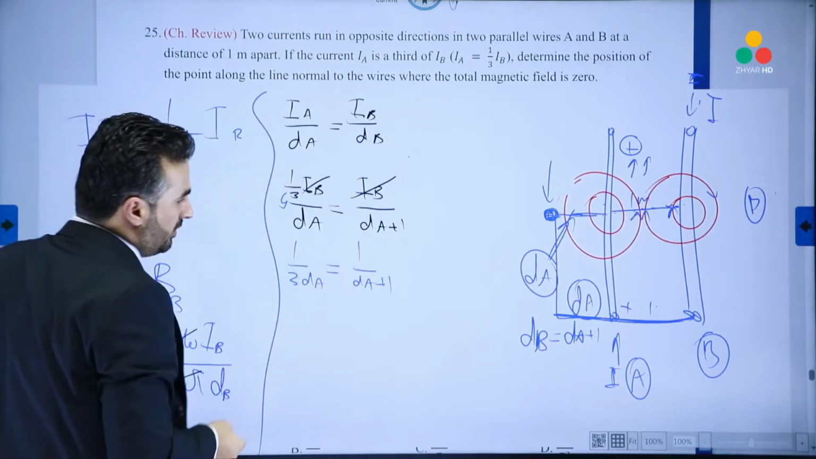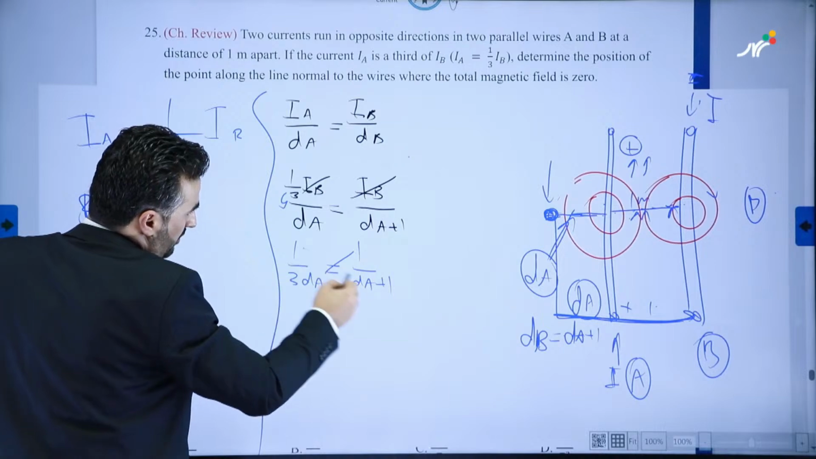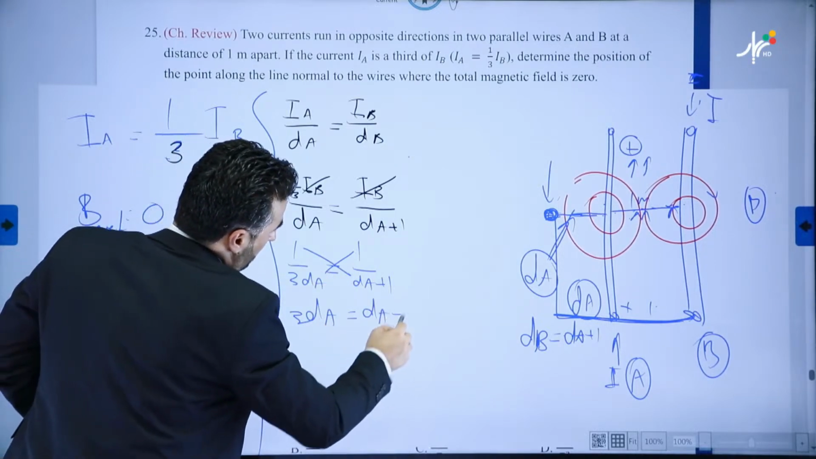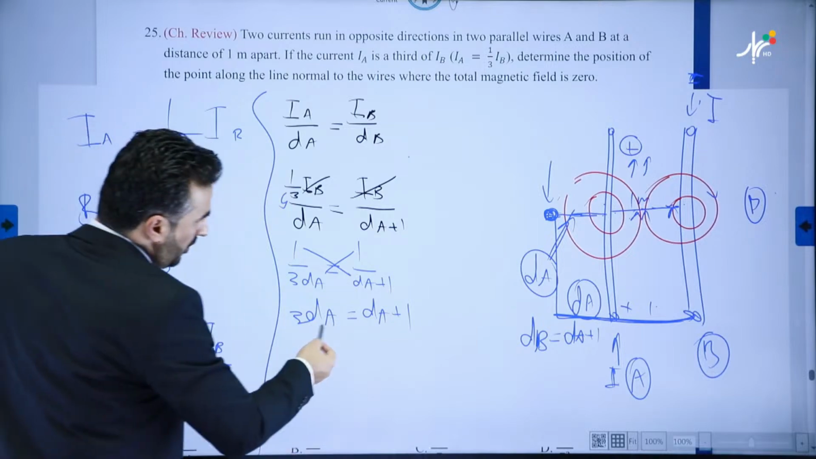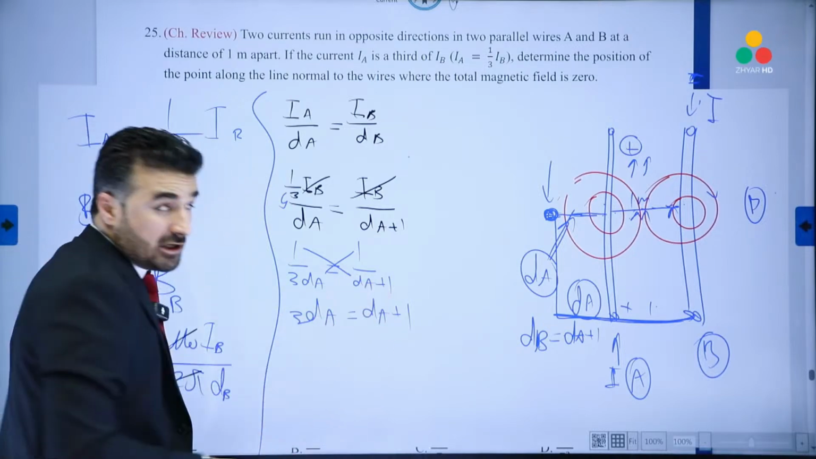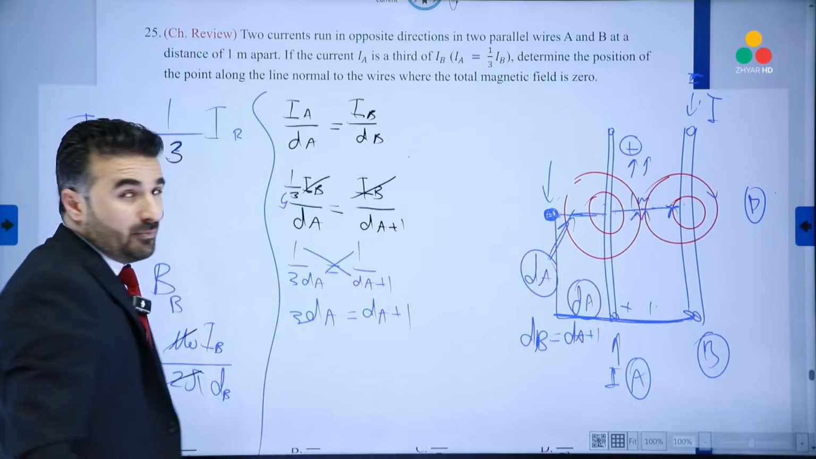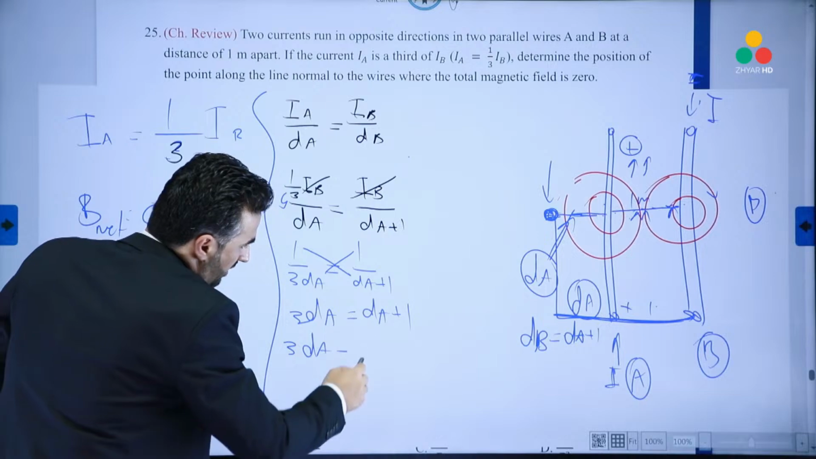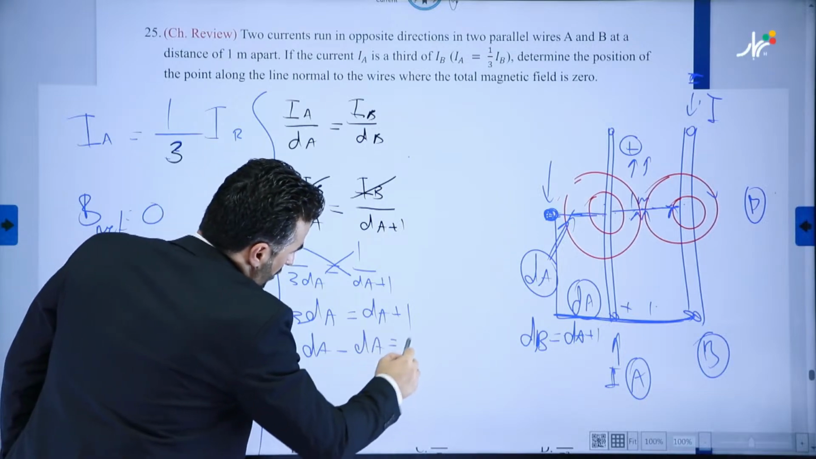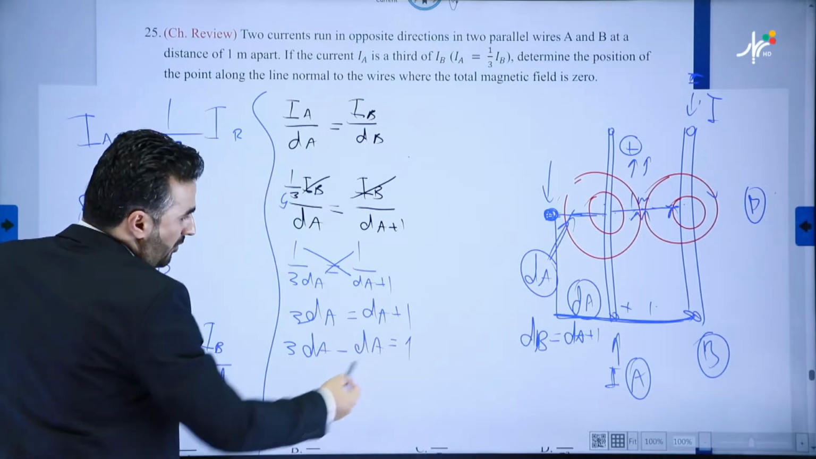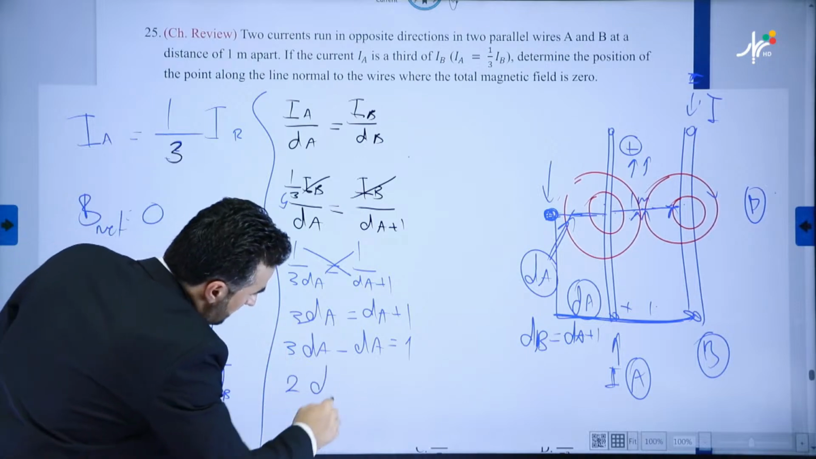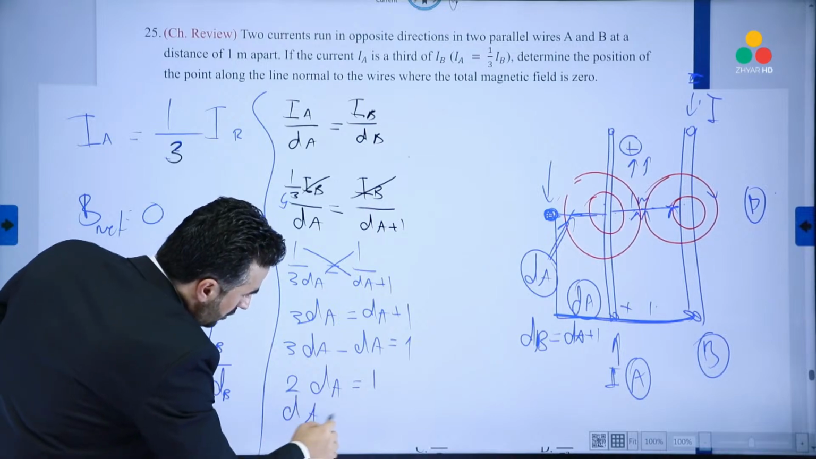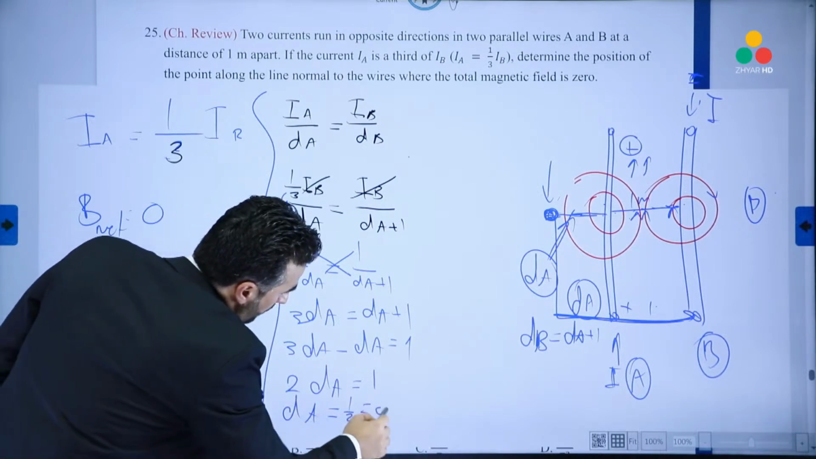Now, of course, you can use cross multiplication here. So it becomes 3 dA equals dA plus 1, correct? Now we have 3 dA and this dA. This dA goes to the other side. Remember, we don't divide because there's a plus sign in between. So 3 dA minus dA, it becomes minus. So 3 dA minus 1 dA, we get 2 dA equals 1 here. Now divide both sides by 2. So dA equals 1 over 2, and that is 0.5.